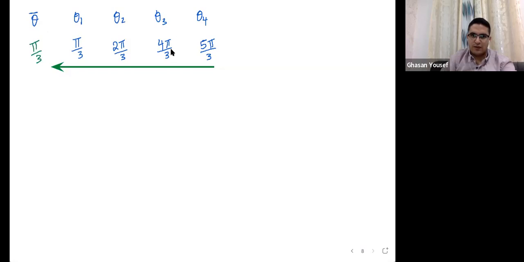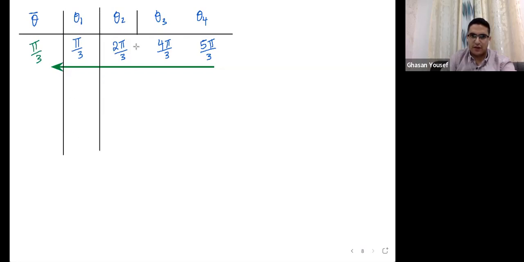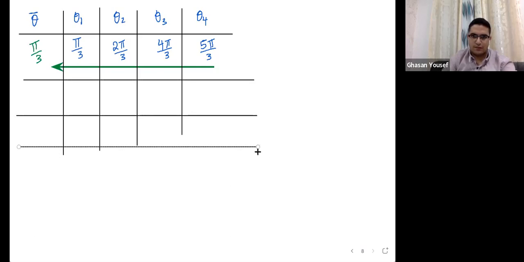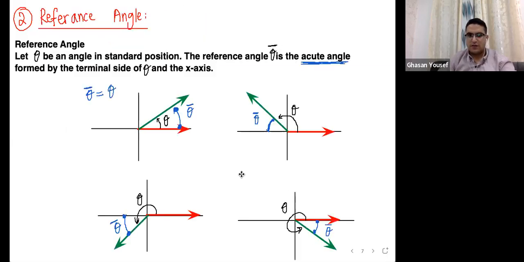So I'm going to give you a table for the angles. Just memorize this table. It will help you a lot to find the reference angle for any angle. Yes, I will go back for one second. This table will help you a lot to find the reference angle. Here you go, Jennifer.